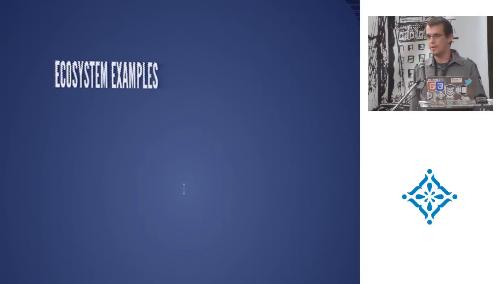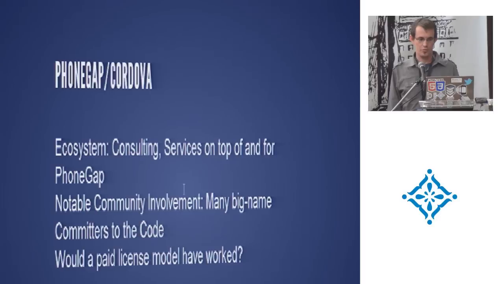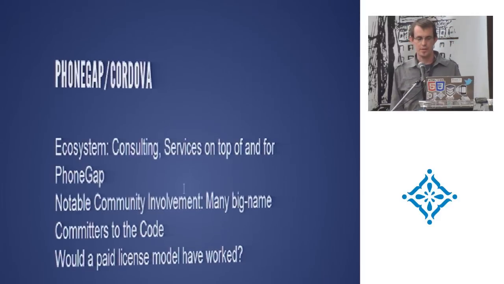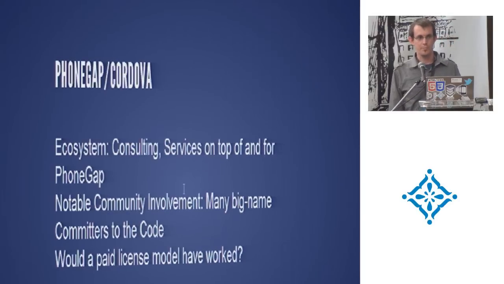So let's look at some ecosystem examples in that area. I picked three. There are more. PhoneGap, Cordova, and Enyo, and jQuery. So the first one is PhoneGap Cordova. So the ecosystem is around consulting, probably less now that it has been bought by Adobe, and services and top end for PhoneGap. And just look at how many apps came to the market because of PhoneGap.